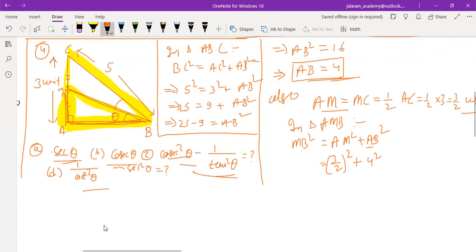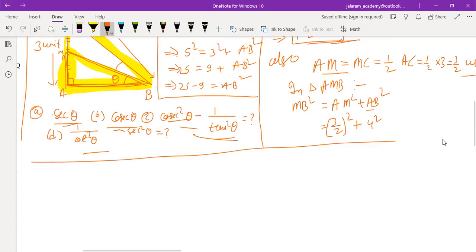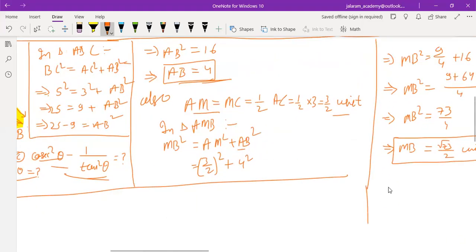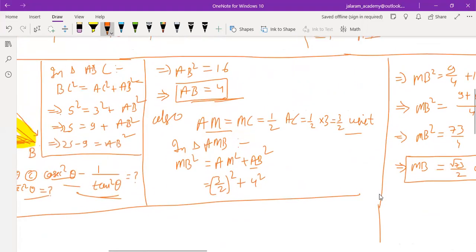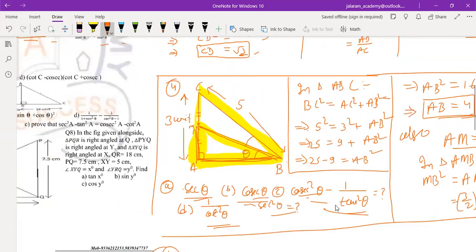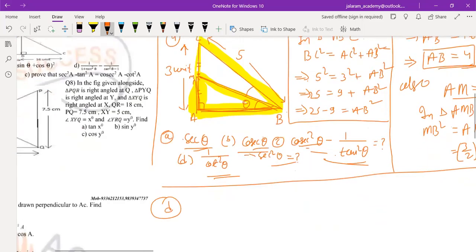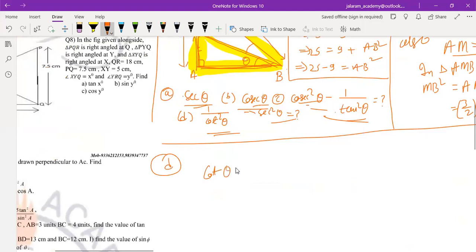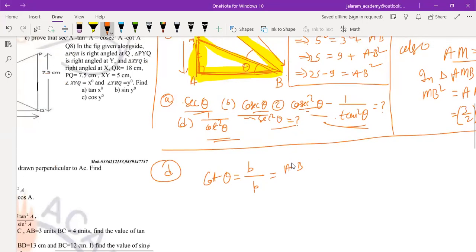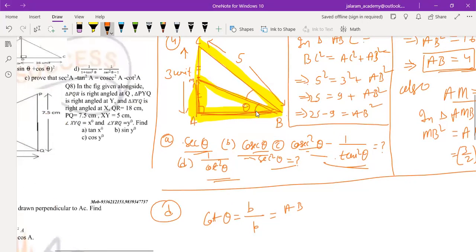In next part, we have to find the value of 1 by cot square theta minus sec square theta. So check whether we have calculated cot theta. Cot theta was not required in any part, so we have to find it. We know that cot theta is the ratio of base upon perpendicular. Now base is AB in this triangle containing theta. Base is AB and perpendicular is MA.